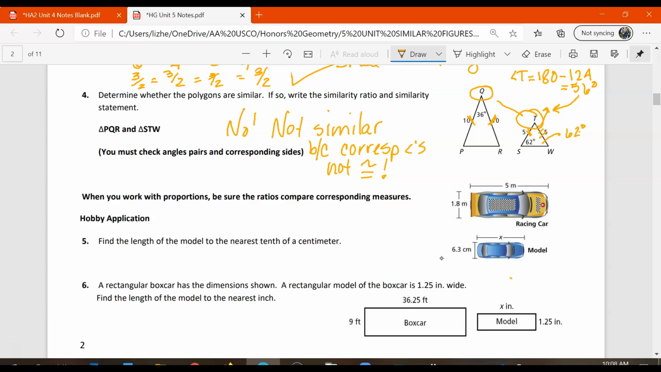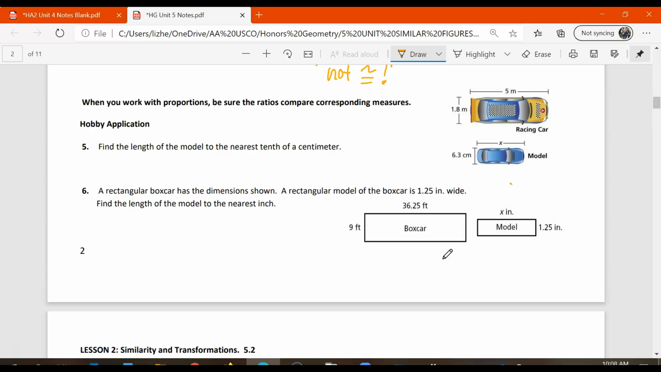All right. 5. Find the length of the model to the nearest tenth of a centimeter. So here's the real racing car, evidently, and here is the model. All right, and I know this is meters, and this is meters. So this is centimeter. Whatever x is, it's going to have to be centimeter. I have to be consistent in that way with my units. So what is my ratio?